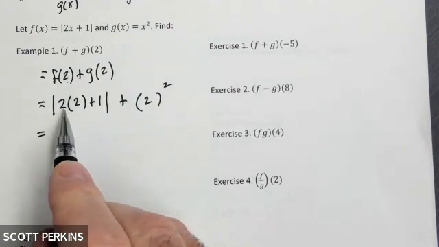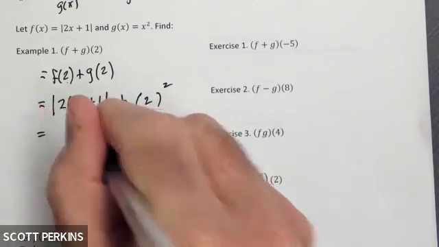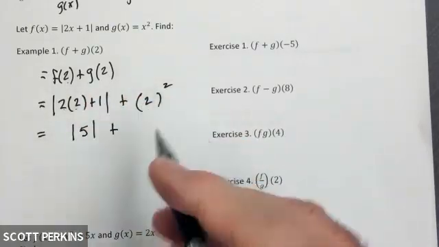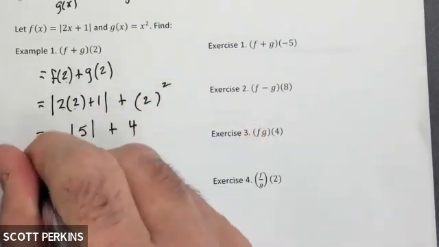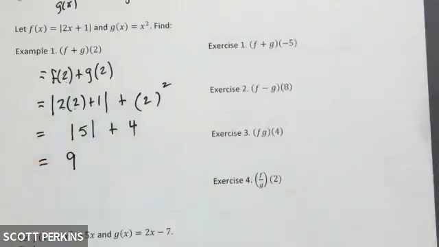So inside the absolute value, 2 times 2 is 4. 4 plus 1 is 5, so this is the absolute value of 5. Here, 2 squared is 4. Absolute value of 5 is 5. 5 plus 4 is 9. So if I made up a function comprised of the function f plus the function g, when I looked at the graph of it, at that x value the y value would be 9.